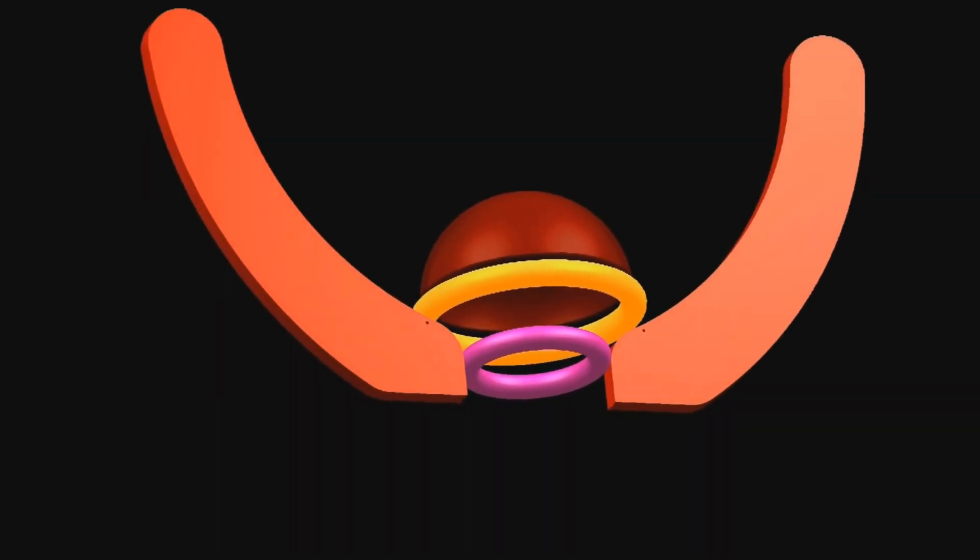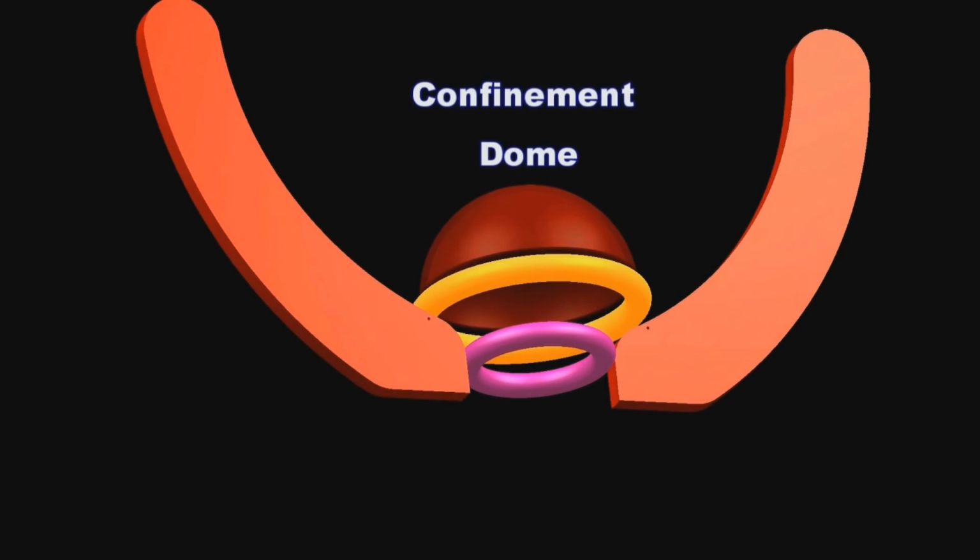This animation shows a magnetic bowl. In the bottom of the bowl we find 3 magnetic substructures. Now we will slice the bowl in order to get a better view of these magnetic substructures. I have named these magnetic substructures the confinement dome, the flip ring, and the choke ring.